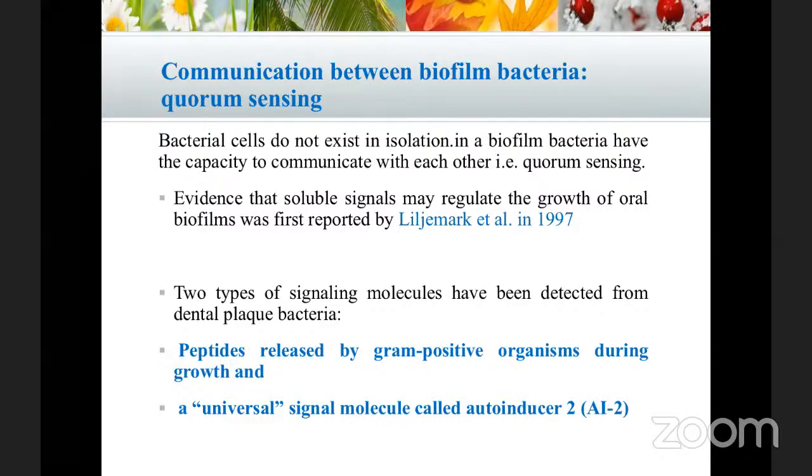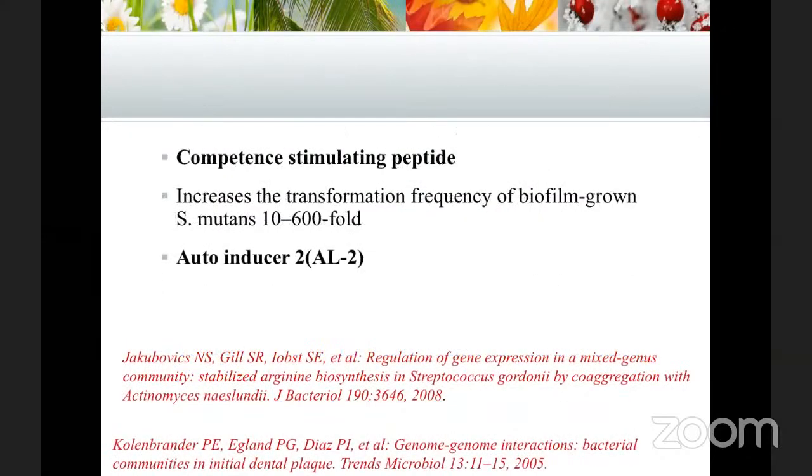And the second is auto-inducer 2. This is the universal signal molecule, auto-inducer 2. It increases the transformation frequency of biofilm. The mutualistic behavior was only observed when auto-inducer 2 was present. When they disrupted the gene for auto-inducer 2, they suggested that interbacterial communication is important for the development of dental plaque.